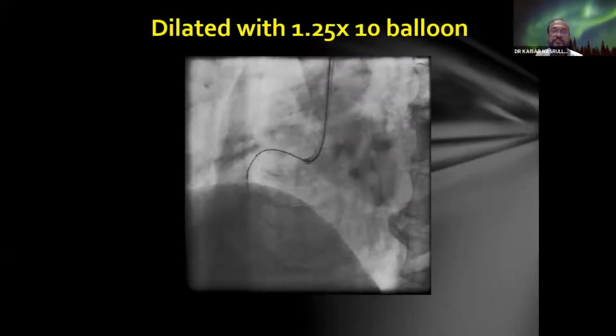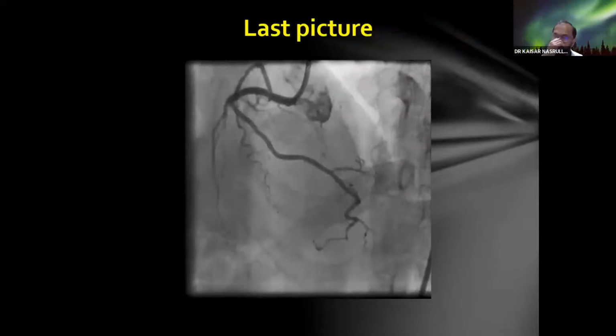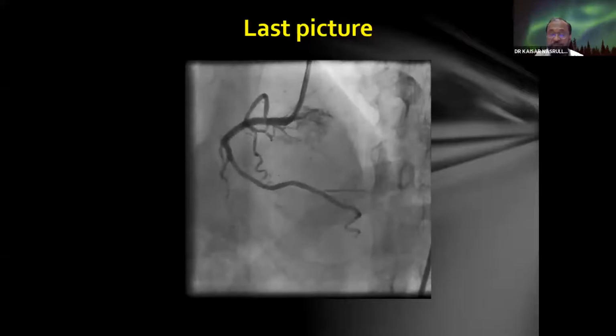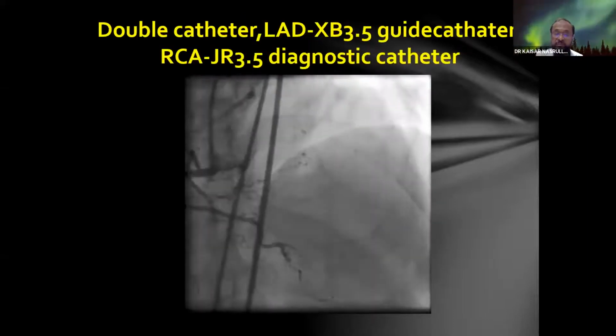And then ballooned it with small and large balloons, then stent, and you can see the final picture. So this is an example of the sliding method through a Fielder XT wire.